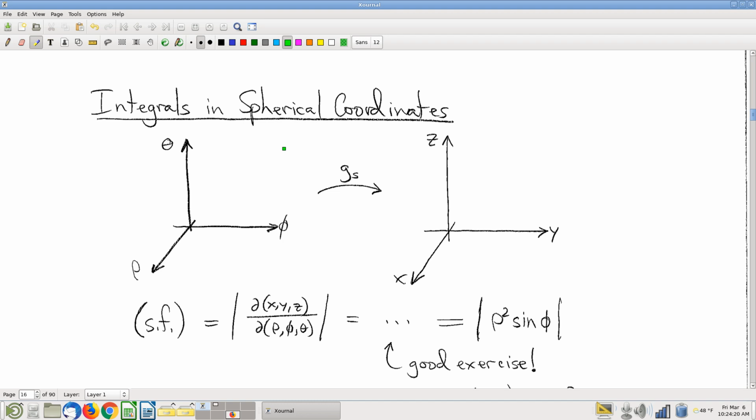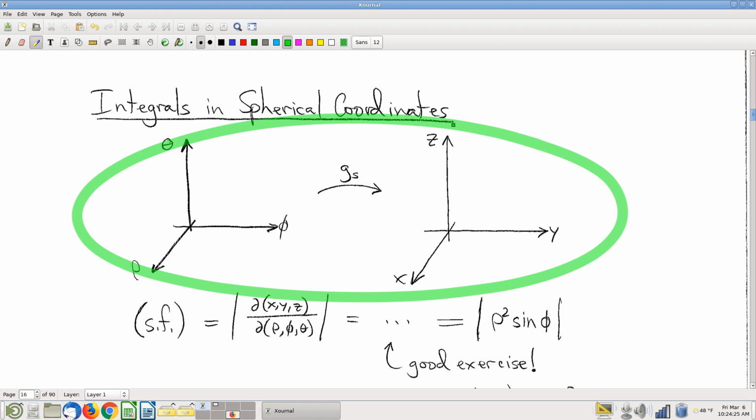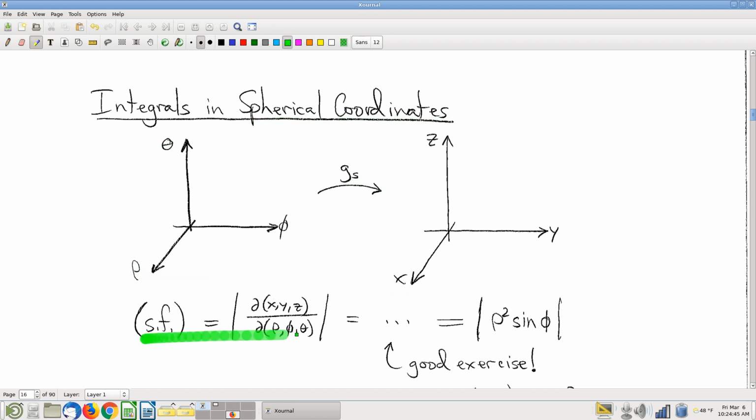We observe that the change of coordinates formulas can be reinterpreted as a change of variables function. We have rho phi theta world over here, and then we have XYZ world over here. We can think of those change of coordinates equations as a function that goes from here to there. You can compute the stretching factor. It's the same formula that we used for the previous coordinate system integrals, and here's the punchline: it's the absolute value of rho squared sine phi.